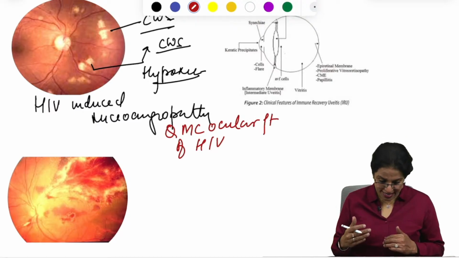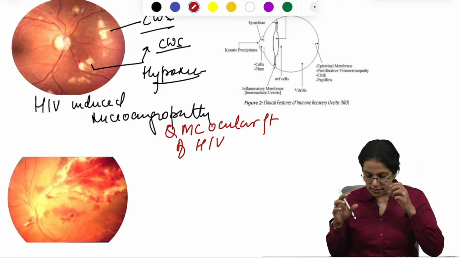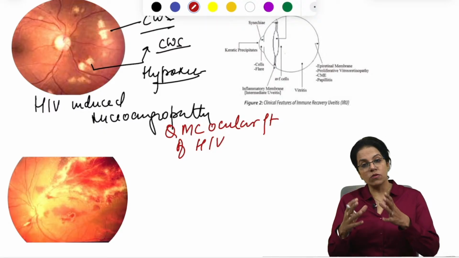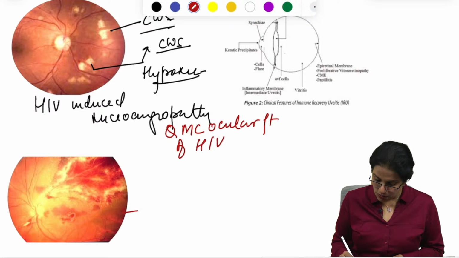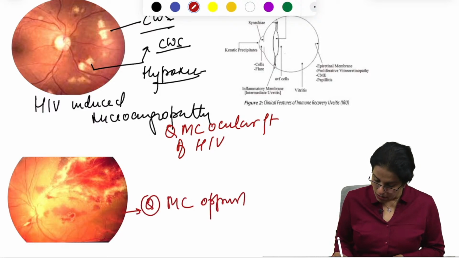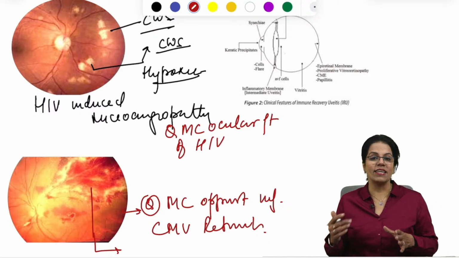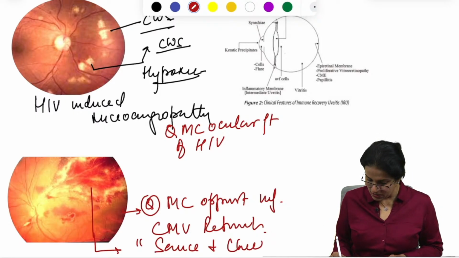Then what do you see next? Yes, so this one, Dr. Light, this type of figure is typically not called pizza pie, it looks a little different. This one is called sauce and cheese retinopathy. So next question, most common opportunistic infection of HIV. Opportunistic infection, we are talking about CMV retinitis. And this is what you see: sauce is the hemorrhage and cheese is the necrosis. So this is your sauce and cheese retinopathy.